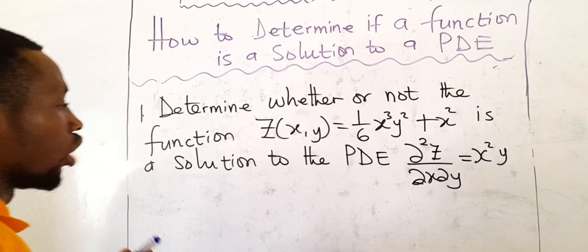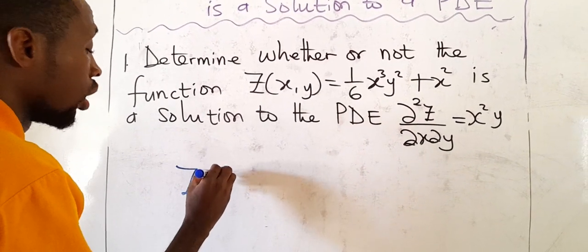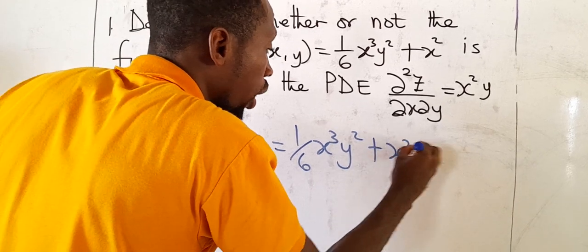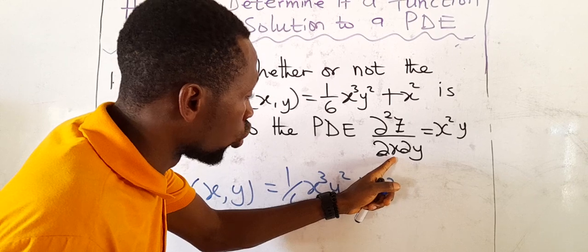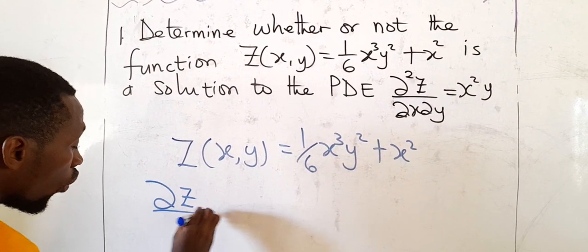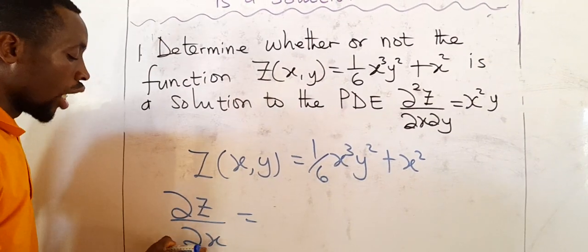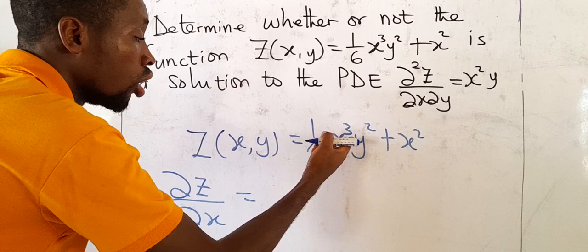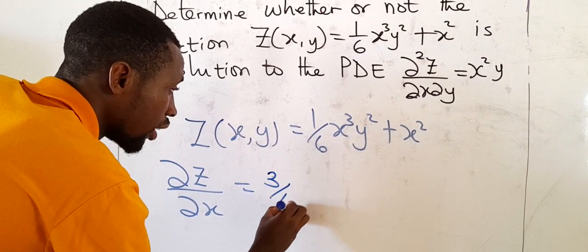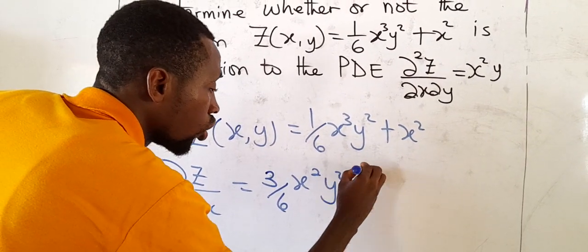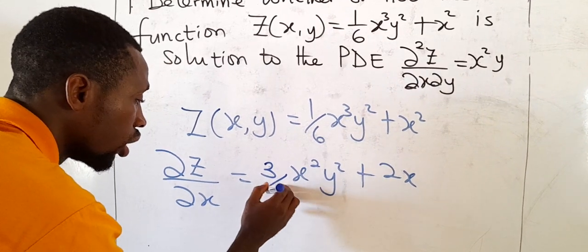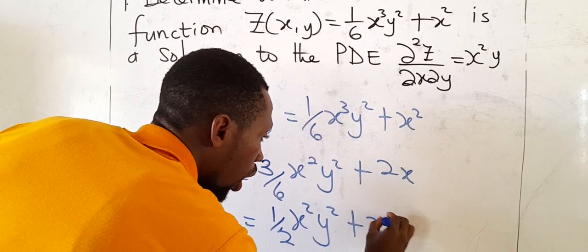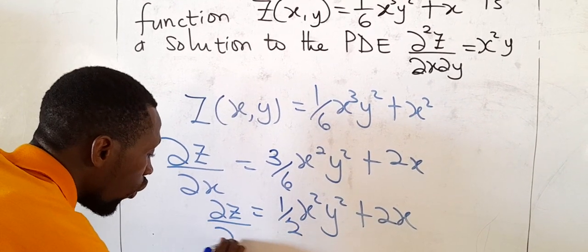So let's look at the function. The function is z, which is dependent on x and y, is equal to 1/6 x cubed y squared plus x squared. So look at this. It was differentiated with respect to x first. So that will be del z over del x. Remember, we are differentiating with respect to x, so our y will be kept constant. So let's differentiate. We get 3 over 6 x squared y squared plus, we differentiate this, 2x. Remember, we can polish this. You can have half x squared y squared plus 2x. So this is our del z over del x.